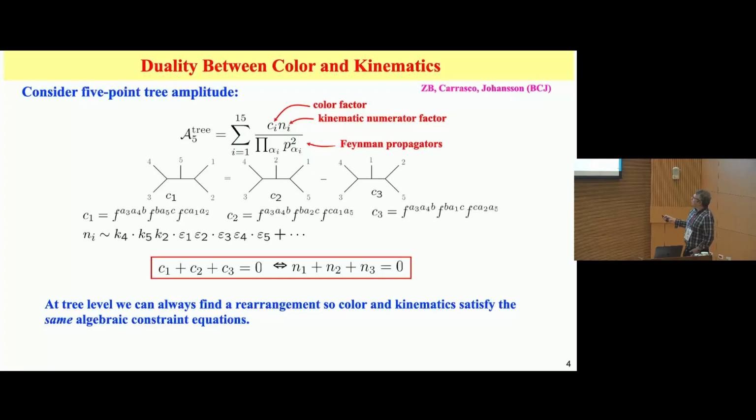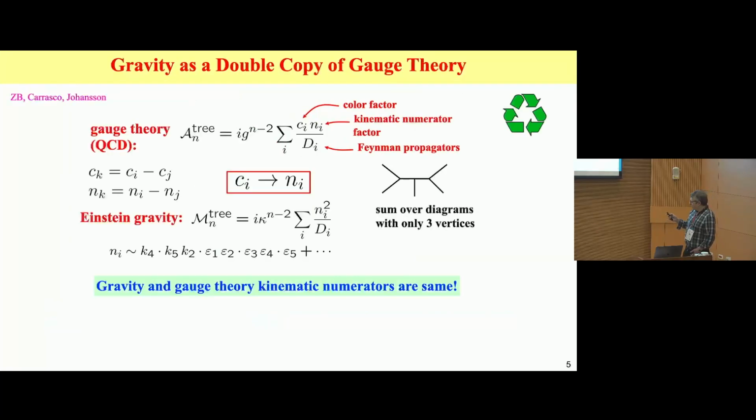And the first thing is there's a relationship between color factors. That's the Jacobi identity. So here's the Jacobi identity in terms of these color factors of the diagrams. And the statement is, this is a proven statement at tree level, we can always find an arrangement so that the numerators satisfy the same algebra as the color factors. And the point of this is that you can do gravity.